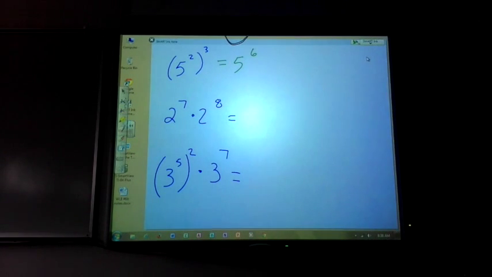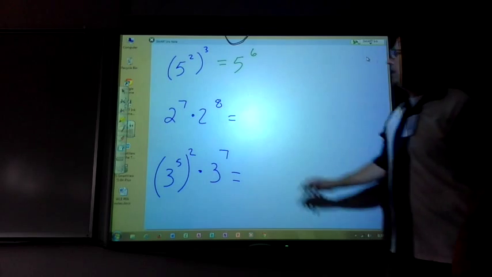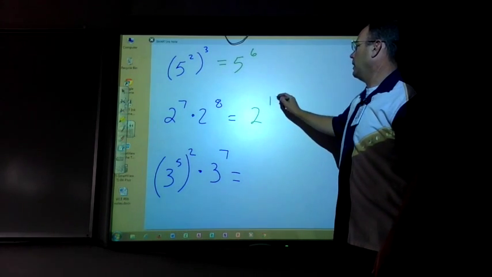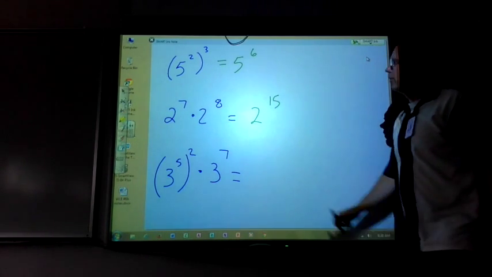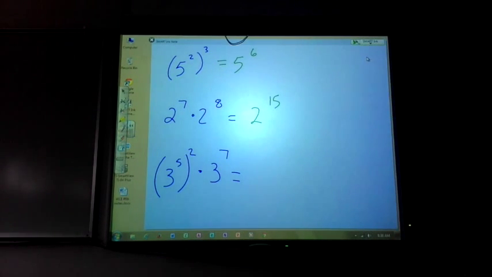Okay? Christian, what's the second one going to be? 15. So they're next to each other, so we add them. If they're on top of each other, they multiply. If they're next to each other, you add them.